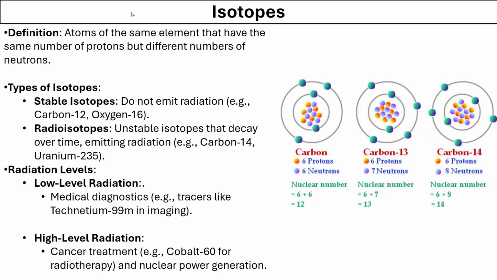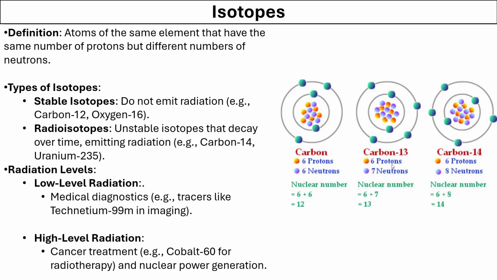And atoms of the same element that have the same atomic number, which means they have the same number of protons, can have different atomic masses because they would have different number of neutrons in their nucleus. These are called isotopes. So these are actually isotopes of each other. For example, what you can see here with carbon, you have carbon 12, carbon 13, and carbon 14.